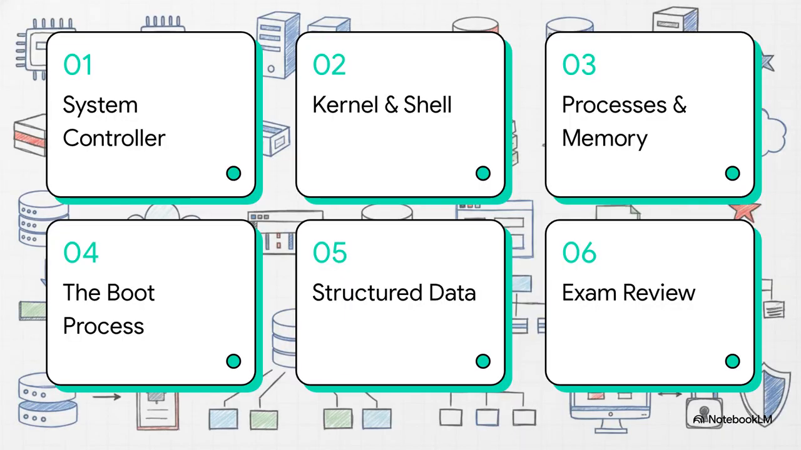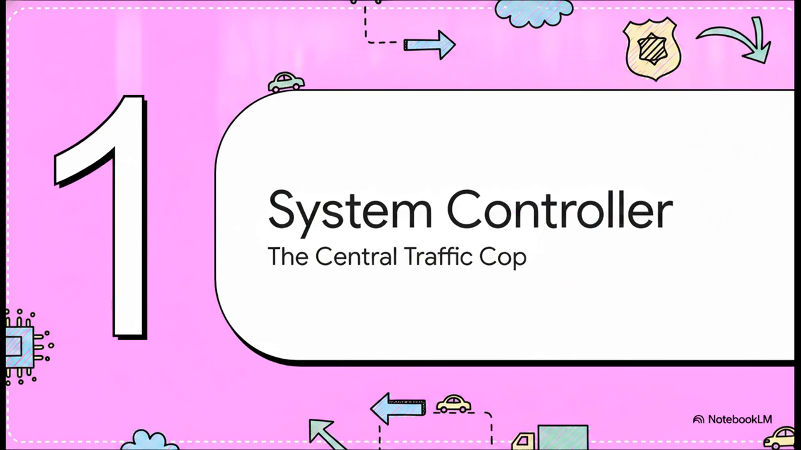Here is our roadmap for today. We'll be covering 1. The central system controller. 2. Kernel and shell architecture. 3. Managing processes and memory. 4. The boot process. 5. Databases and structured data. And we'll wrap up with 6. A high-yield exam review.